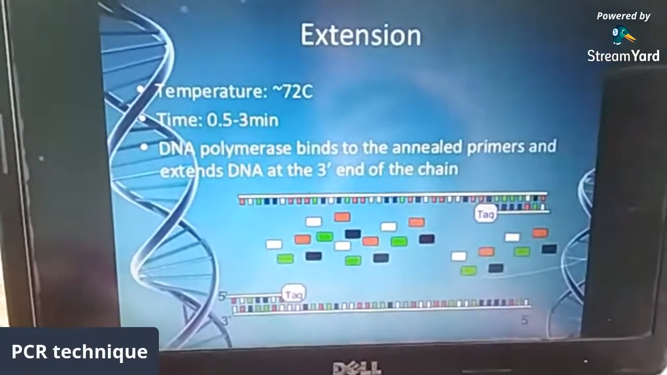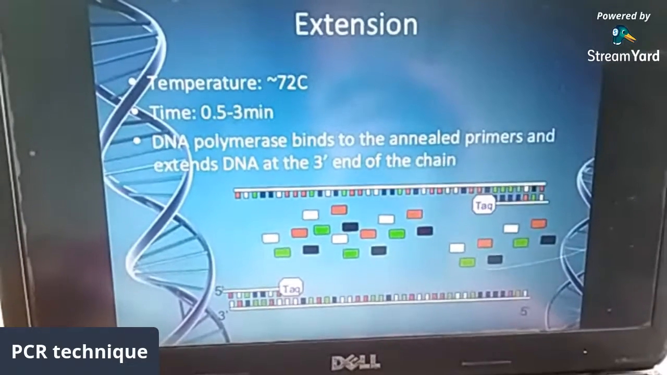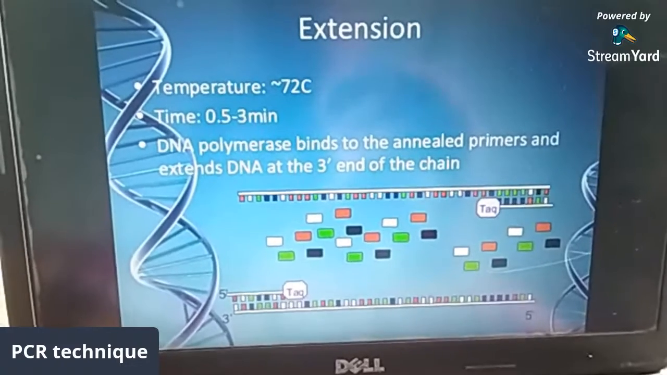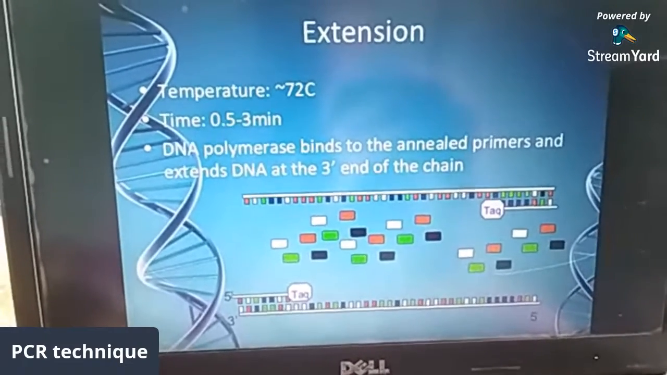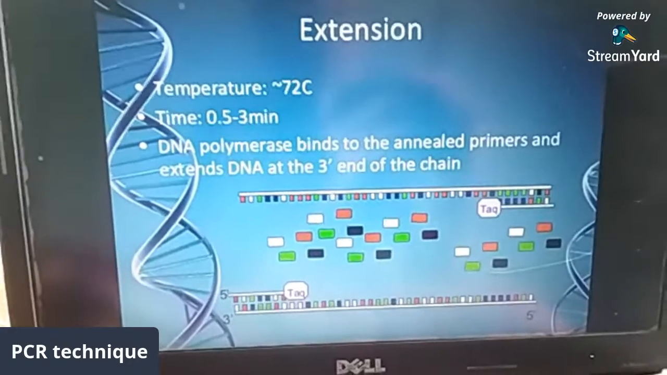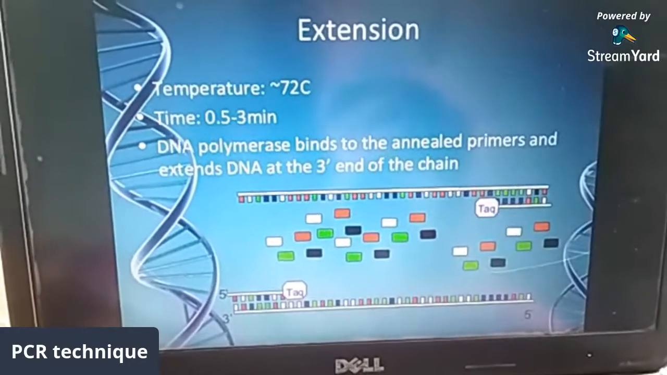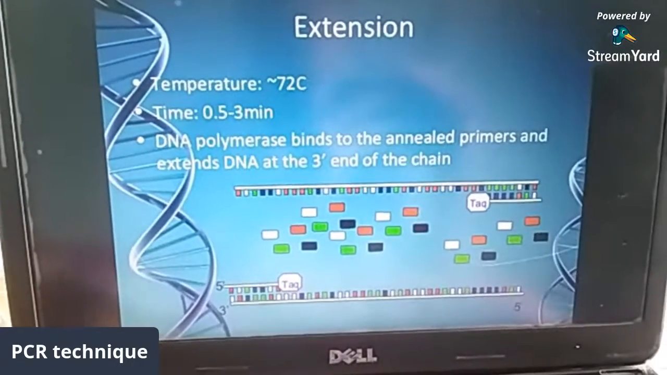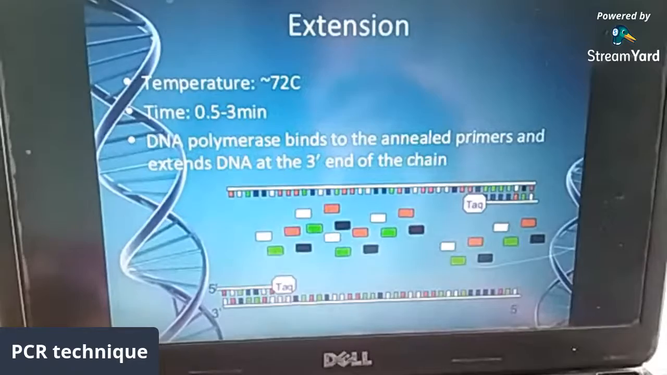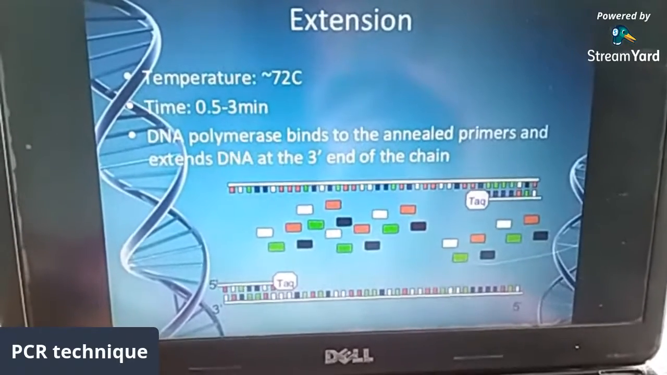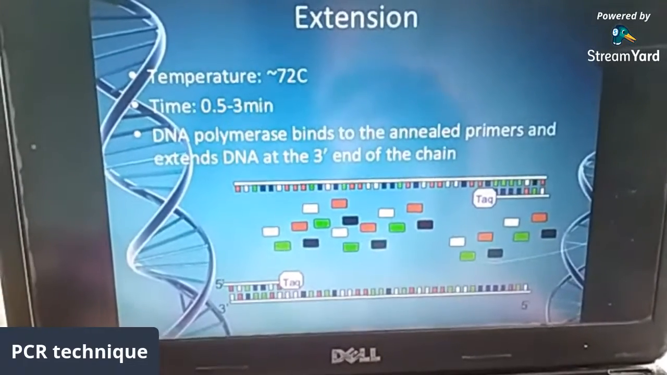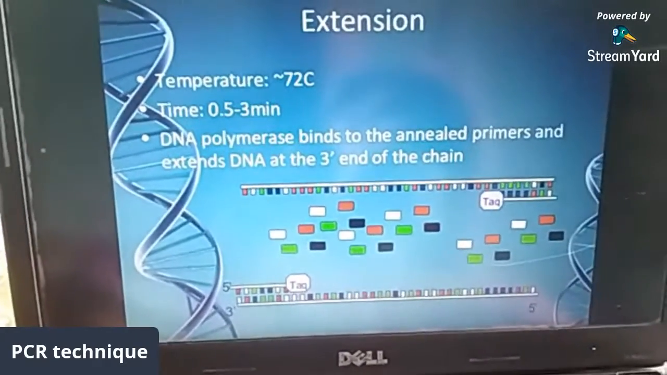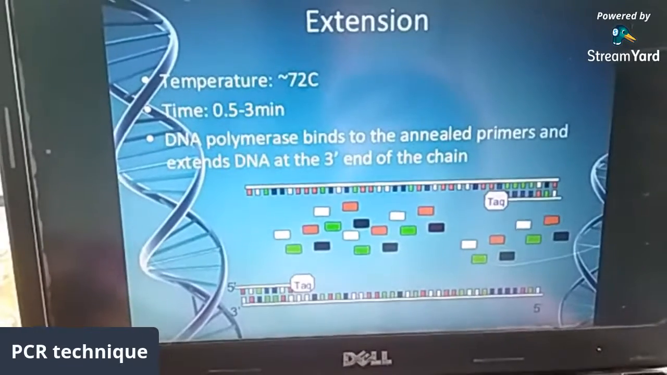Next one is the extension. Here we need a temperature of approximately 72 degrees centigrade. Why? Because at this temperature, 72 degrees centigrade, the Taq polymerase becomes activated. Taq polymerase is just like the DNA polymerase, which we have seen in our DNA replication portion. For each and every process of this type, we need one polymerase. So here Taq polymerase plays a pivotal role to maintain this extension process.